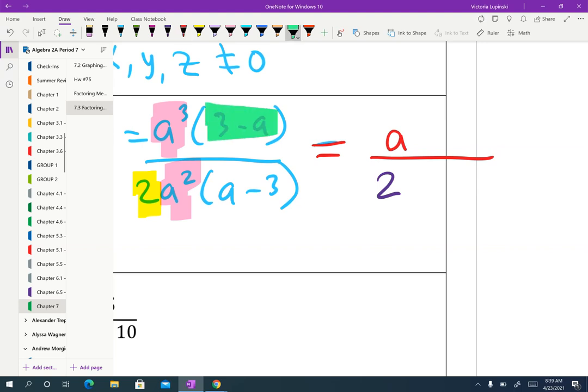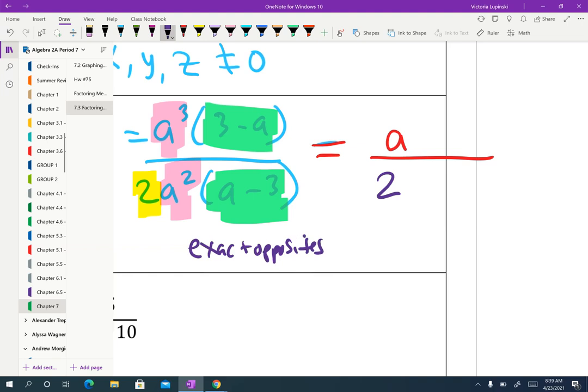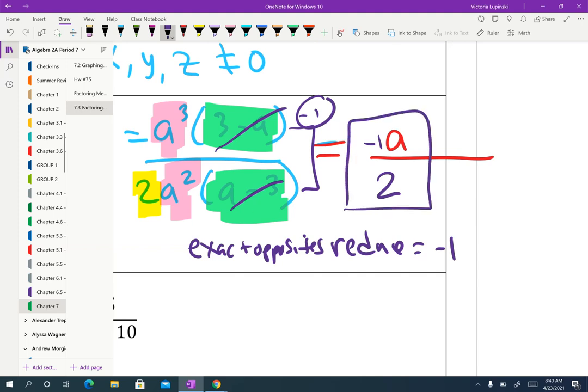And then something super, super interesting. Look at 3 minus a and look at a minus 3. I hope you would agree those are not the exact same thing. But what they are is exact opposites. So if you ever see a case like this where you have what I would call exact opposites, they reduce to -1. So basically, you're allowed to cancel these out, but you're left with a -1, and you should put your -1 up top in front of the a. You could just put a negative instead of a -1. It would work the same either way. So here's my final answer, -a/2 or -1a/2.